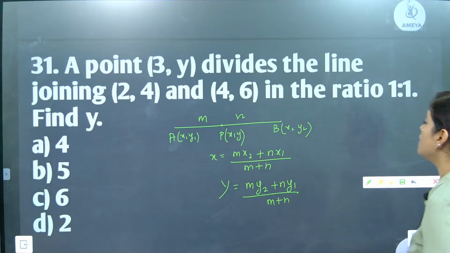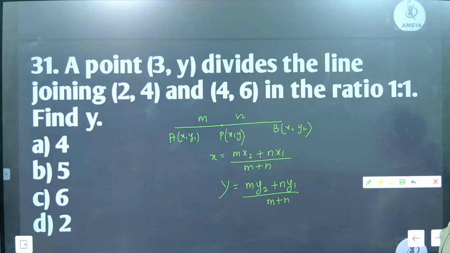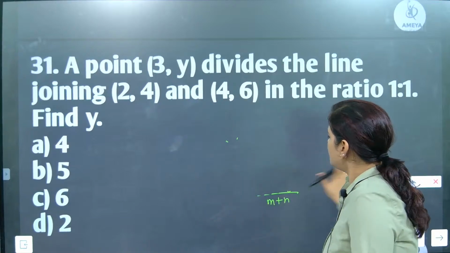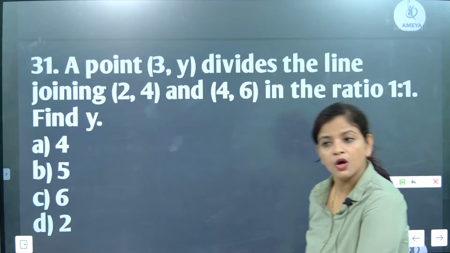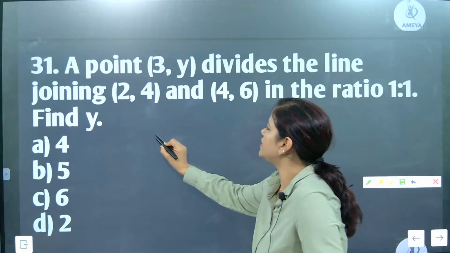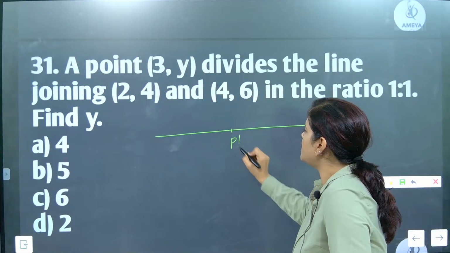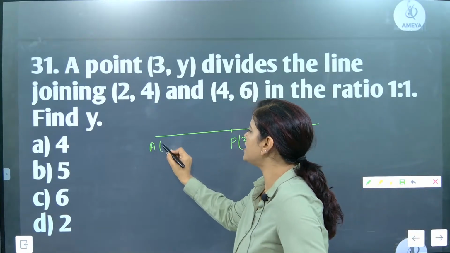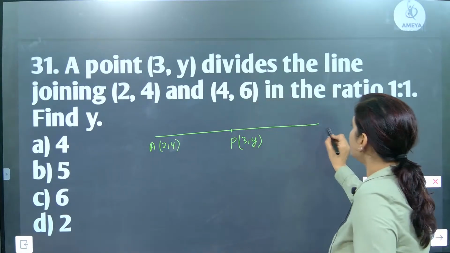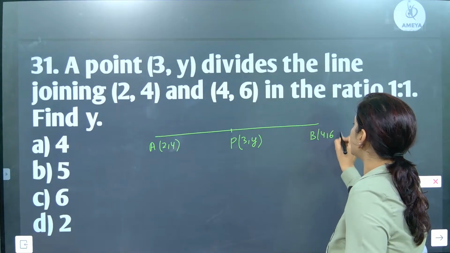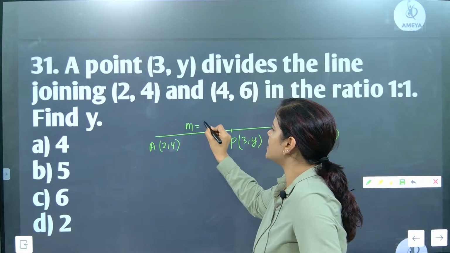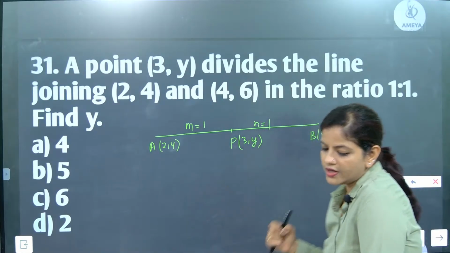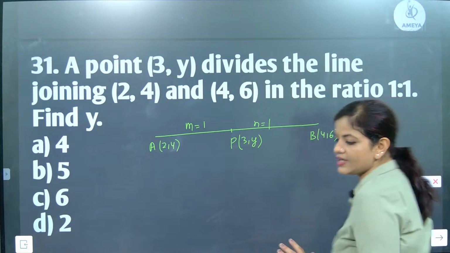So now we are going to solve this question. What is the ratio here? The ratio is 1:1. Our point P is 3 comma y, and it is dividing the line joining A, 2 comma 4, and B, 4 comma 6. M is taken as 1 and N is taken as 1, because the ratio given in the question is 1:1. I hope till here you have understood.